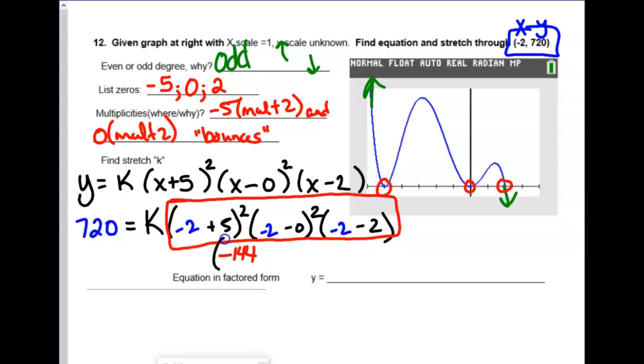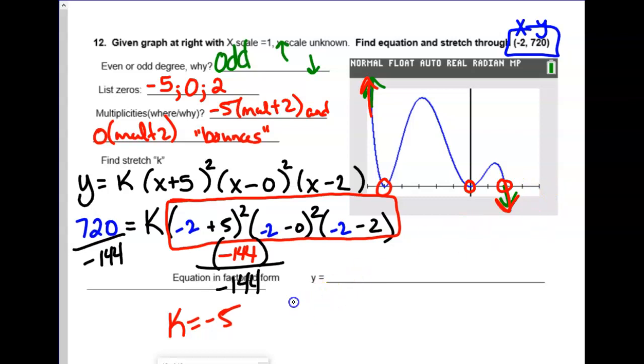So you got -144 times k, so you've got to divide by -144. And it should be a pretty decent number, and it happens to be negative. So you just found k is -5. Go back to this picture. Does that make sense for the picture? That you have a coefficient of -5 if your left end goes up and your right end goes down. That does make sense.